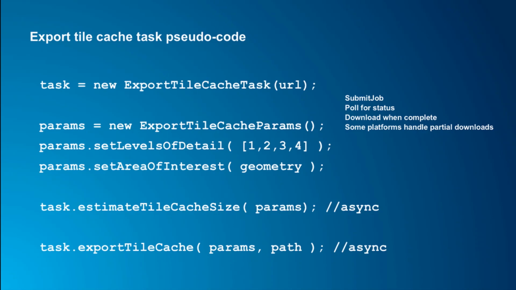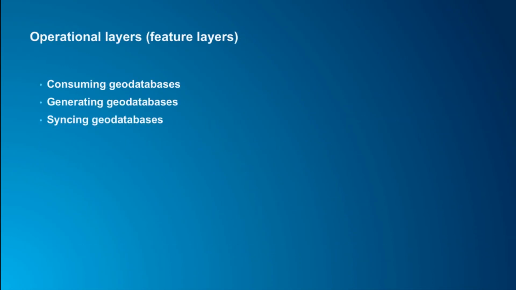And then you can use those parameters in the operations for estimating a tile cache size or exporting a tile cache. And these actually return you jobs, which you then start, and then you can monitor the status of those jobs. And you can pause those jobs and save them to disk, and then rehydrate them and kick them off from where they were going last time too. So that's working with tile caches. Pretty straightforward, and pretty much the same as in 10.2x too.